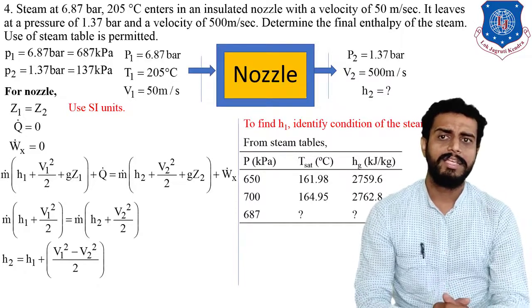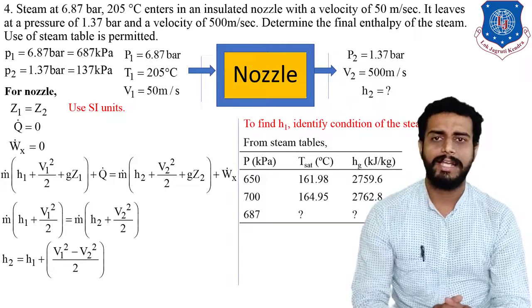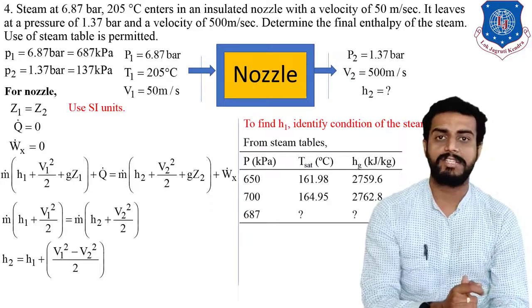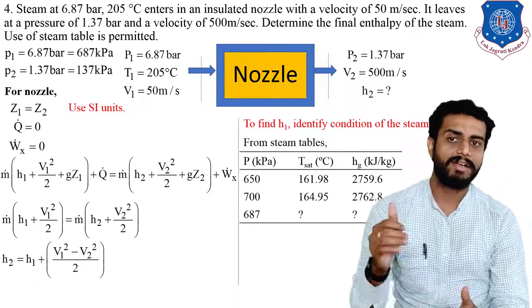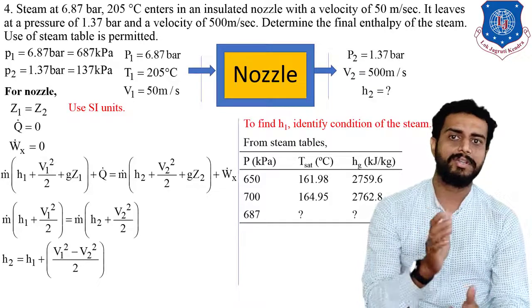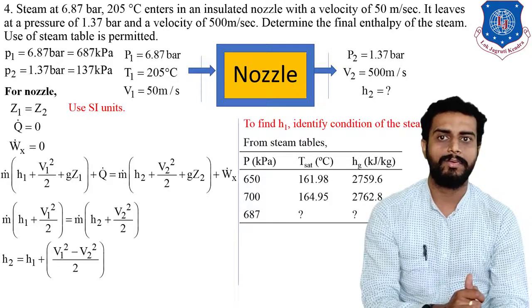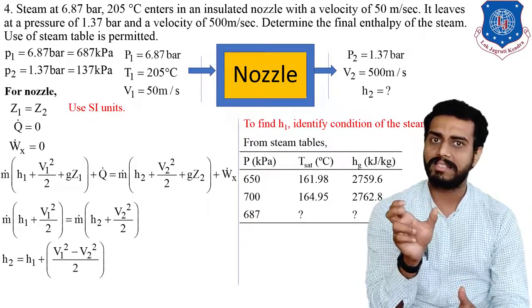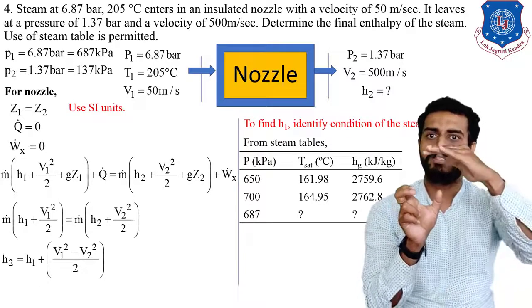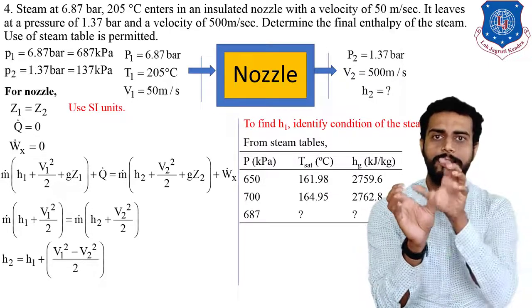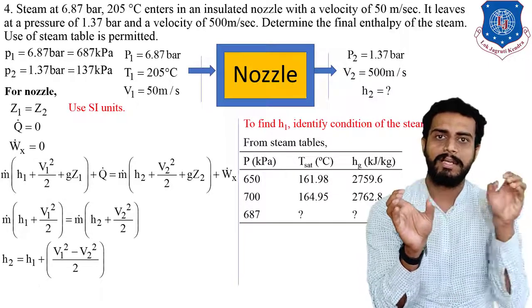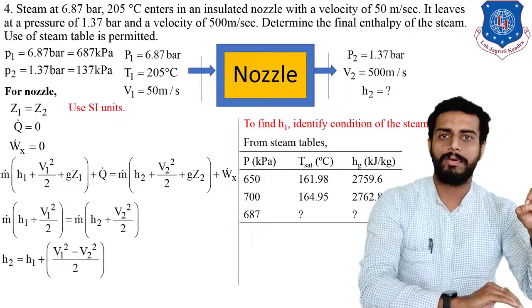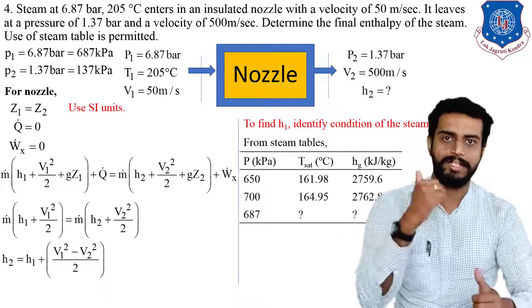If you observe and think logically, at 650 kilopascal pressure the saturation temperature is 161.98, and at 700 kilopascal pressure the saturation temperature is 164.95 degrees Celsius. So that means your 687 kilopascal pressure is in between 650 and 700. So corresponding to this 687 kilopascal, the saturation temperature will also fall between 161.98 and 164.95. That is but obvious. You will appreciate that.